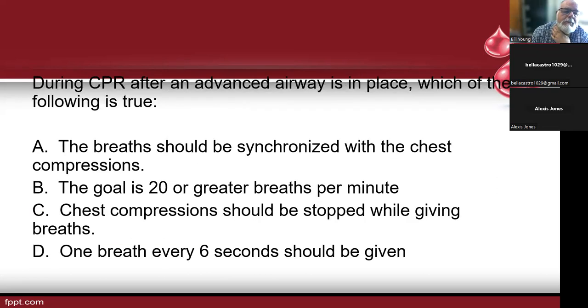All right, Alexis, during CPR, after an advanced airway is in place, which of the following is true? A, the breaths should be synchronized with the chest compressions. B, the goal is 20 or greater breaths per minute. C, chest compressions should be stopped while giving breaths. Or D, one breath every 6 seconds should be given.